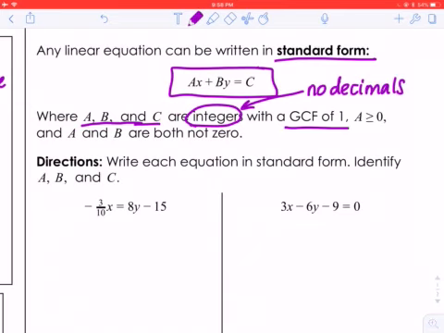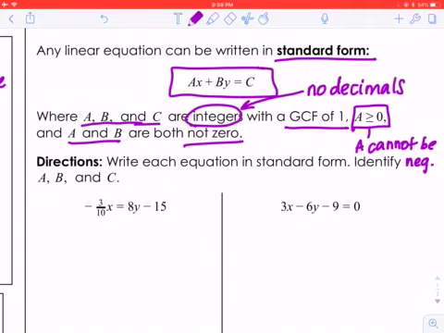Then they have a GCF of 1, so that means that we can't take anything out of them. A has to be greater than or equal to 0, so A cannot be negative. Right? And A and B are not allowed to be 0. So we can't have A or B be 0. So a lot of rules, and we're going to try to figure out how to make these equations fit those rules. So it says write each equation in standard form, identify A, B, and C.